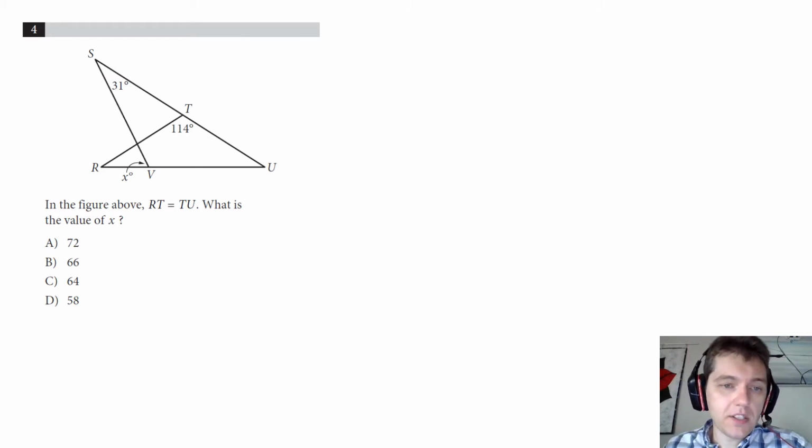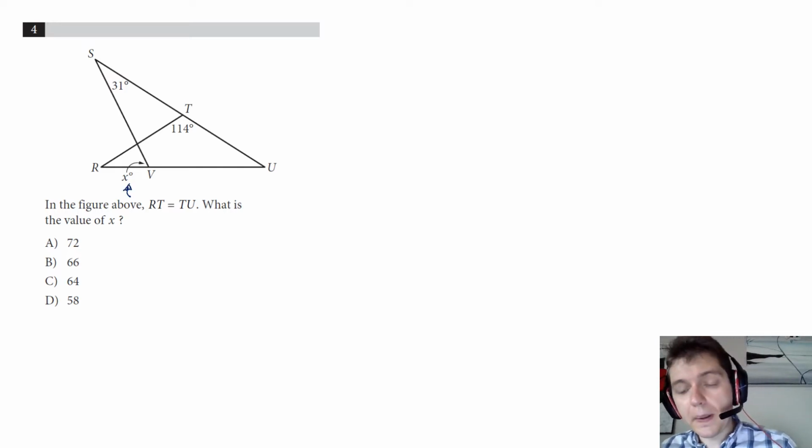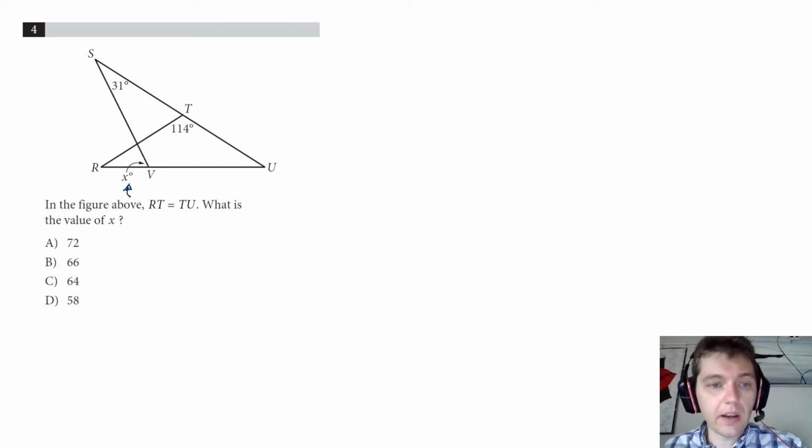So in the figure above, RT is equal to TU. What is the value of X? So they're looking for this angle here, the angle X. Anytime you see a geometry problem like this where they give you a diagram, you can assume you're going to be solving pretty much all the unsolved angles to get to X, which will probably be the last one you have to find. So you can see that X is part of this smaller triangle.